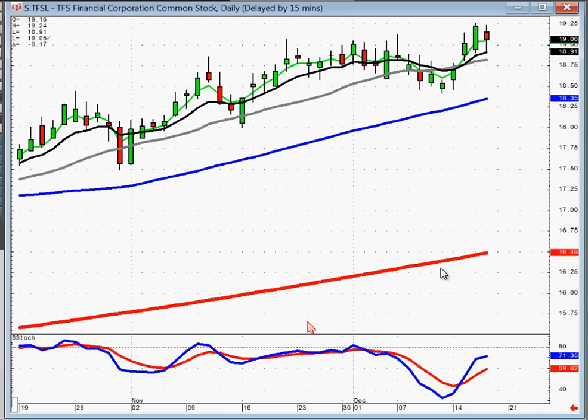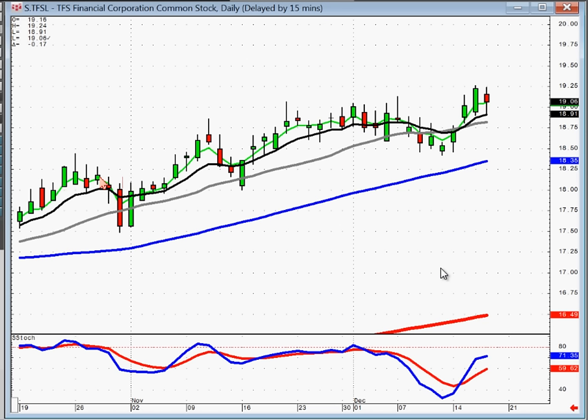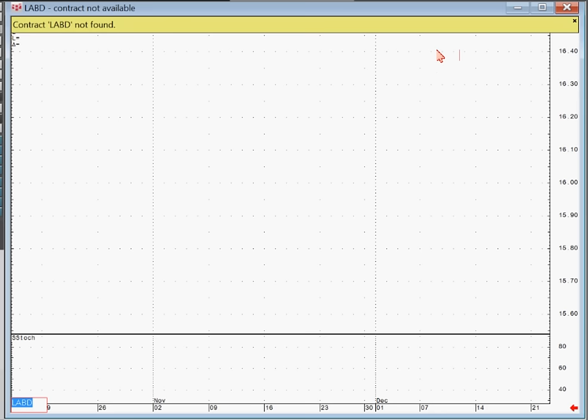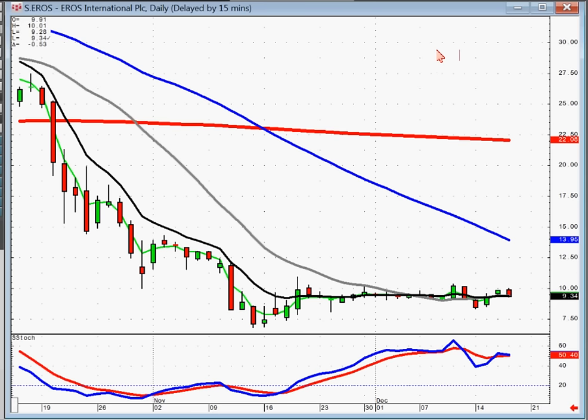TFSL, another one where you can observe the obvious, which is you've been in a steady uptrend. This one, you just stay long as it stays above the T-line. It doesn't look like a very prolific mover. Now, it's not a big percentage move, but it's still in an uptrend. That one, Susan, doesn't come up on this chart service for some reason.